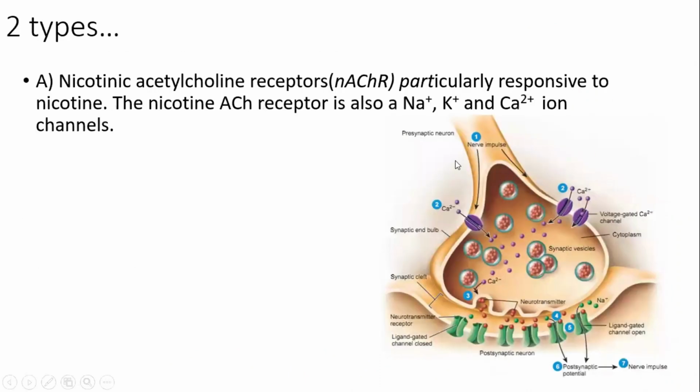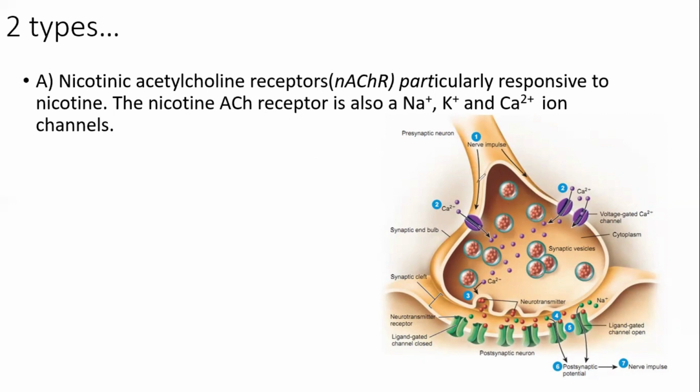Now under the ligand gated channel, we have two types. Nicotinic acetylcholine receptors, which are particularly responsive to nicotine. The nicotinic acetylcholine receptor is also a Na plus, K plus, calcium 2 plus ion channel. Now look, whatever I was explaining from the previous lecture is given in this figure. Look at the figure now. Stop me guys in case you're not able to follow any point.